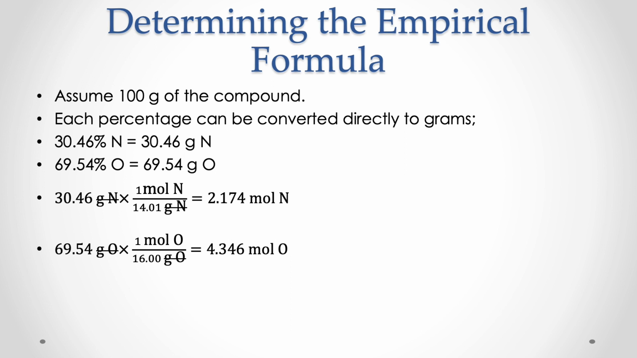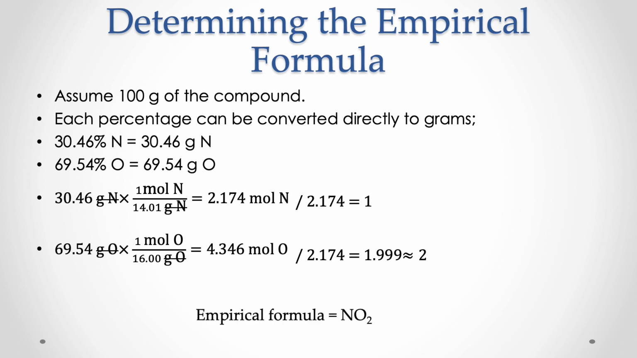So next, each mass can be converted to moles using the element's atomic weights. The moles can now be compared. Remember, we want the simplest whole number ratio of moles between nitrogen and oxygen. So we can obtain this by dividing by the smallest moles. Here, we'll divide each value by 2.174. The ratio of nitrogen moles to oxygen moles in the compound is 1 to 2. And the empirical formula is NO2.